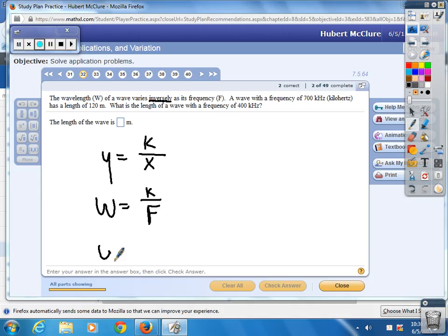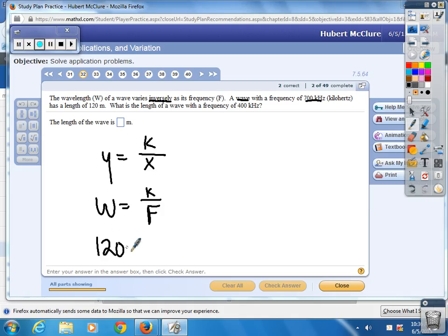W is equal to K over, I'm just going to write W. Where's W? 700? Sorry, I wrote the formula again. Okay, so the wave is 700. That's where it says wave is 700. That's the frequency of 700. I'm sorry. This is why I don't like words. I'm going to quit, okay? 120.